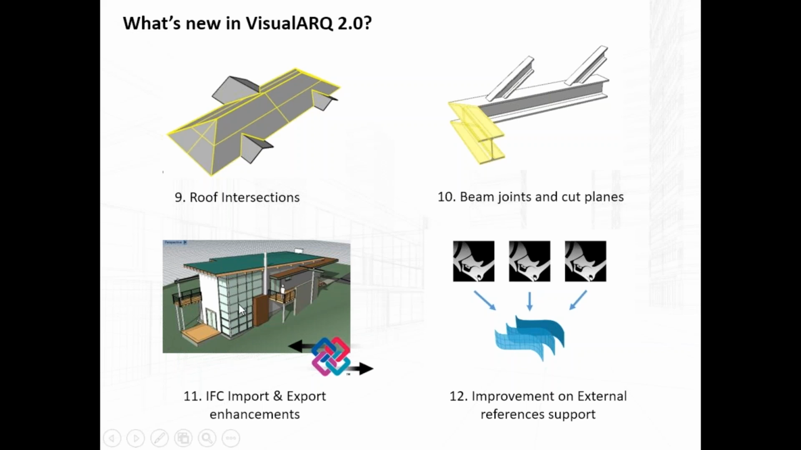We have improved the way VisualARQ imports and exports IFC files from Rhino to other programs, and also added support for external references, which is important if you want to work in the same model with different users. And after every user finishes their part of the model, you can just go to Block Manager, update the part that is inserted in the, let's say, master model, and update with all the changes. And VisualARQ objects are displayed correctly.